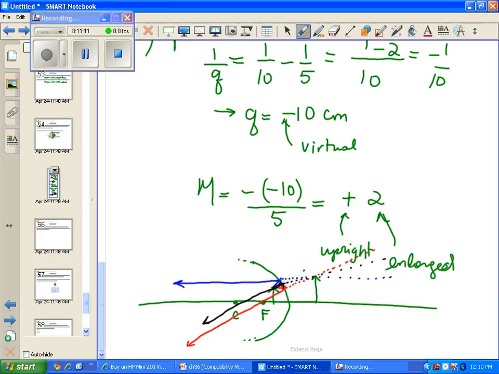Our image is at the intersection of the back traced rays. It is upright, as you can see, it is enlarged, and it is virtual.